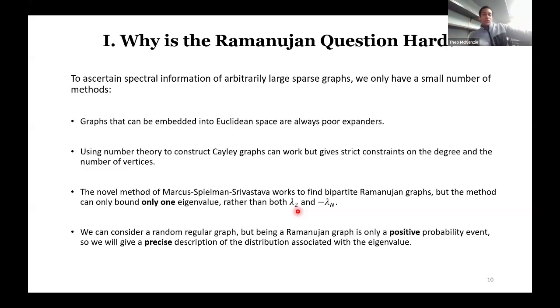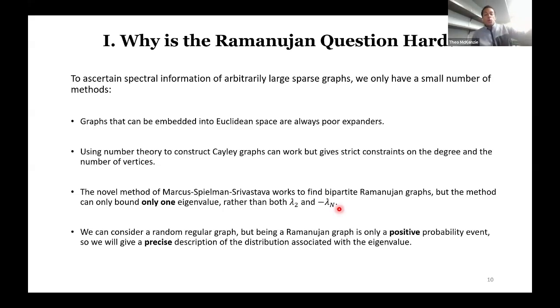So some things that I might try: think about embedding my graph in Euclidean space. Well, that's always going to be a bad expander. If I want to use number theory, then as we saw, I really need strict requirements on my degree and also on my number of vertices, so that doesn't generalize well. Marcus-Spielman-Srivastava is a very novel, innovative method, but we can only use it to bound one eigenvalue at a time. For the Ramanujan graph question, at least the non-bipartite version, we want to bound both lambda 2 and minus lambda n at the same time, so it doesn't seem amenable to that.